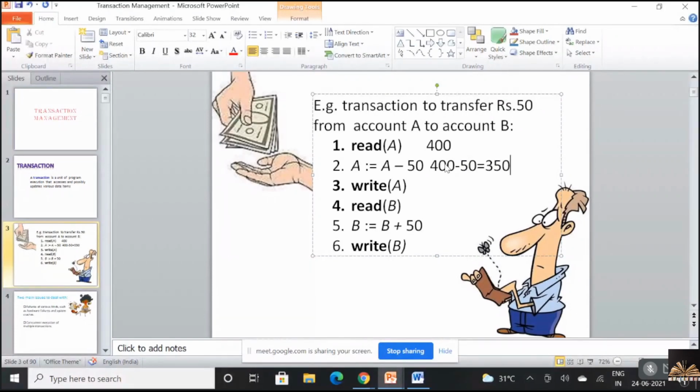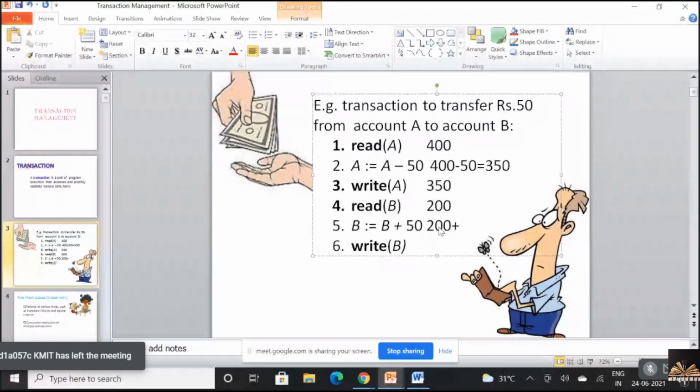This is just a process. I did not modify that. I've just removed 50 rupees. And in the third step, I'm trying to make the value of A as 350. Now here, I read B, and the amount is 200. Then B = 200 + 50, whatever amount I deducted from A, that is what I'm adding over here, 50. And here I'll modify this as 250.